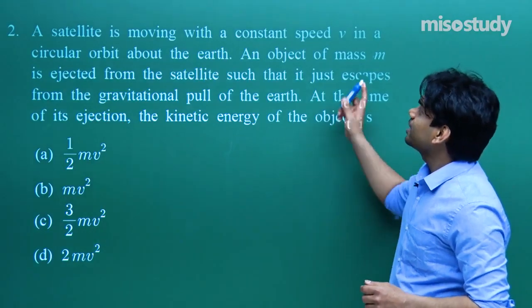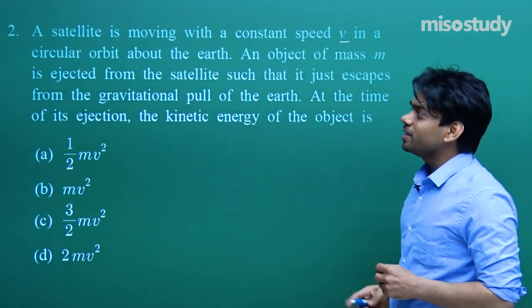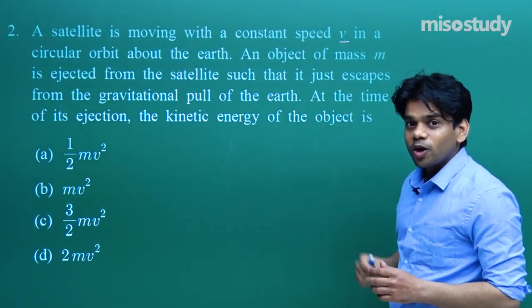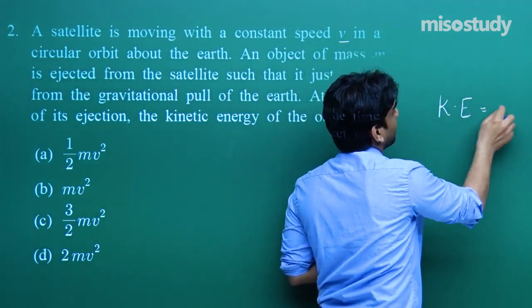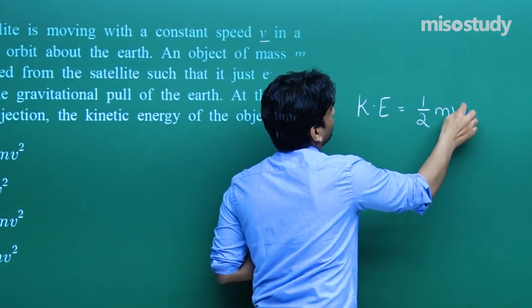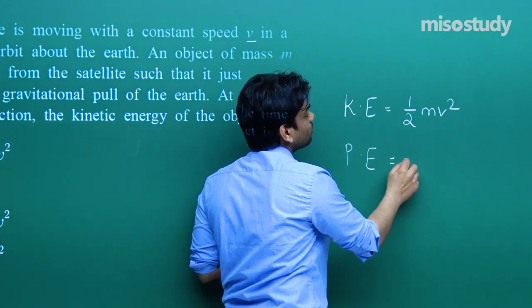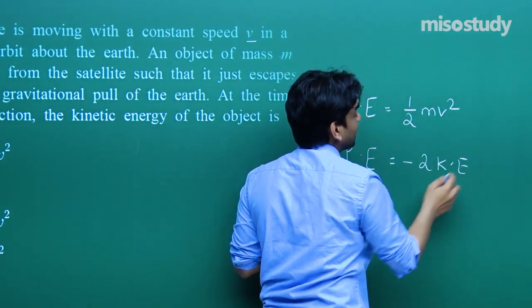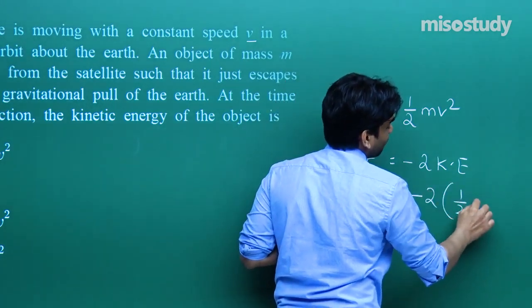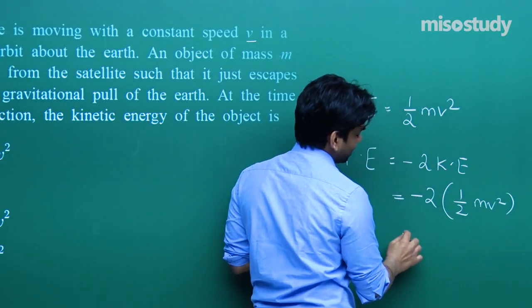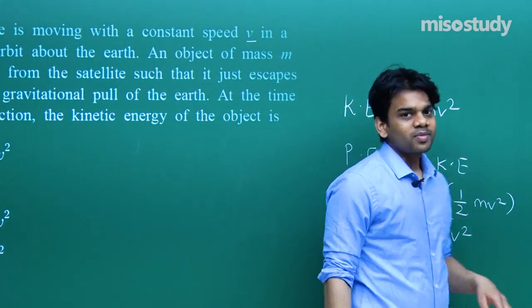You see it is given that the satellite is moving with constant speed v. That means the kinetic energy of the object within the satellite will be half mv square. That's quite obvious. We all know potential energy is minus twice the kinetic energy, which I have told you in the class also. So minus of twice kinetic energy, which is half mv square, you will obtain as minus mv square. This is the value of potential energy.